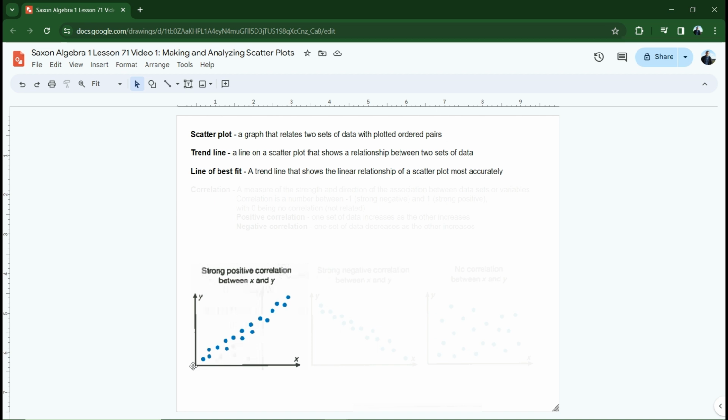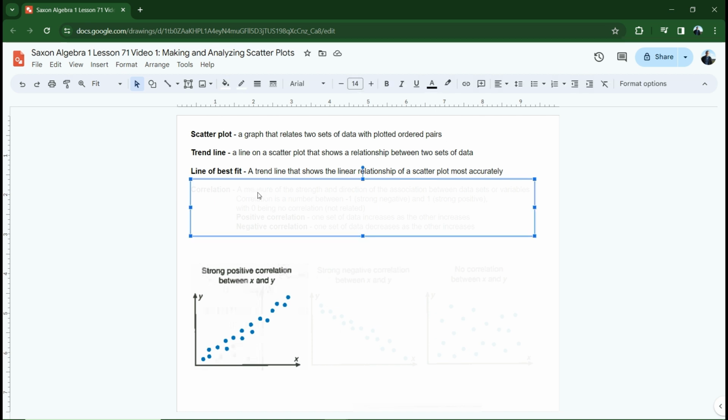The key to making a good trend line is to put a straight edge on the graph and then find a place to put the straight edge where you have just as many points above your line as you have below your line. And that helps you make a pretty good trend line. Line of best fit, you need a calculator or a computer to find.